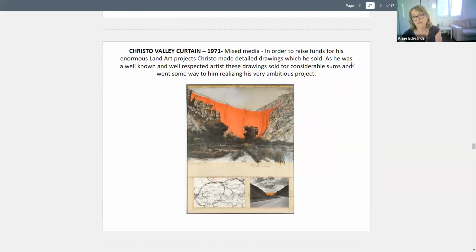Christo, Valley Curtain, mixed media, in order to raise funds for his enormous land art project. This is a curtain which stretches across a valley. He made detailed drawings of his proposals, which he sold. And as he was a well-known and well-respected artist, these drawings sold for considerable sums and went a long way to him realizing his very ambitious project.